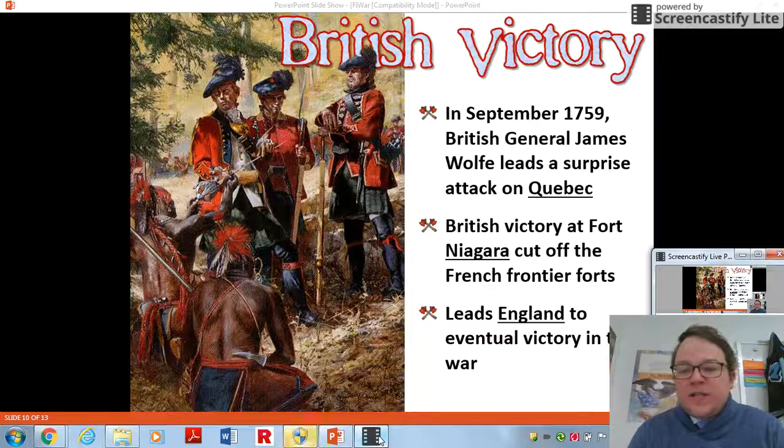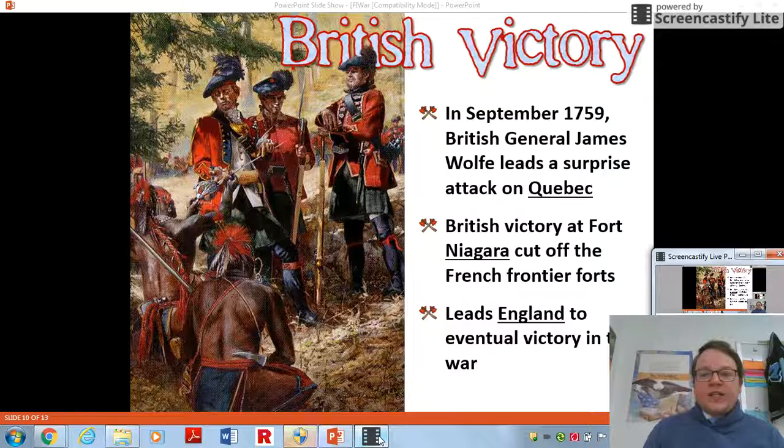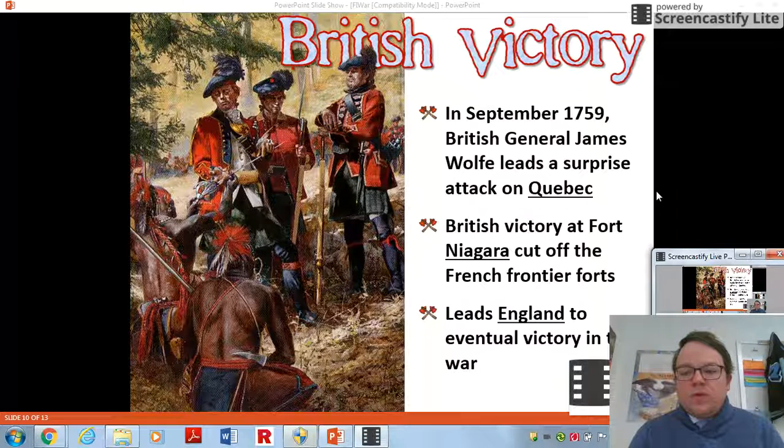Britain also has a victory at Fort Niagara, and this is important because if you've ever been to Niagara Falls, you know that it's right between Lake Ontario and Lake Erie. That's going to cut off the French frontier forts. They can't use that waterway to send troops and supplies to those forts, so Britain can take them over, which is going to lead England to eventual victory in the war. It's going to be a slow process, right? About 3 more years of war happen before France inevitably decides to stop.